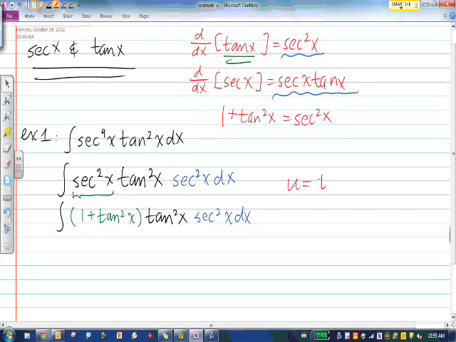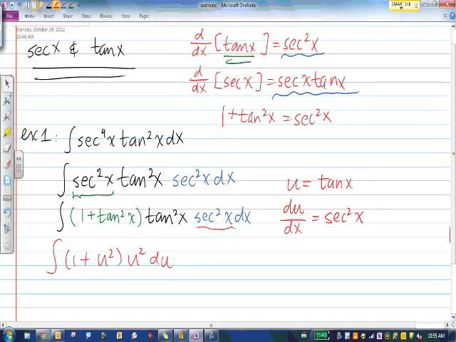Now this is just a quick u sub. I'm going to let u be tangent, and because of the way I chose things, du/dx as secant squared x will cancel out the isolated part. So in u land, this is really 1 plus u squared times u squared du, and I can solve that easily.